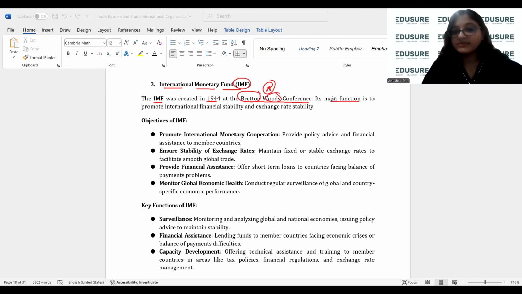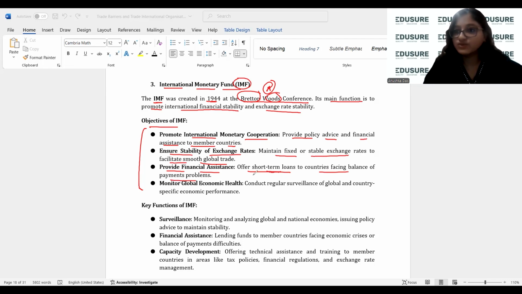Please remember this fact. Its main function is to promote international financial stability and exchange rate stability. So this is the main purpose. Objectives: I have listed here: promote international monetary cooperation, provide policy advice and financial assistance to the member countries. Whichever countries are members of IMF, IMF will help them financially if they need it. In times of requirement, they will come into the picture. Ensure stability of exchange rates, maintain fixed and stable exchange rates to facilitate smooth global trade. Also, they provide financial assistance, short-term loans to countries facing balance of payment problems.